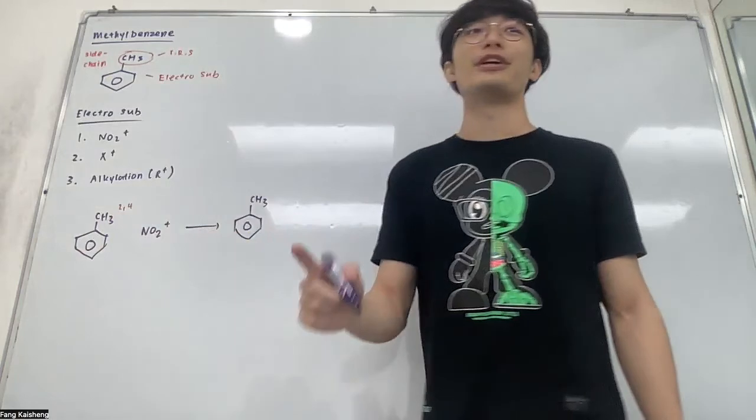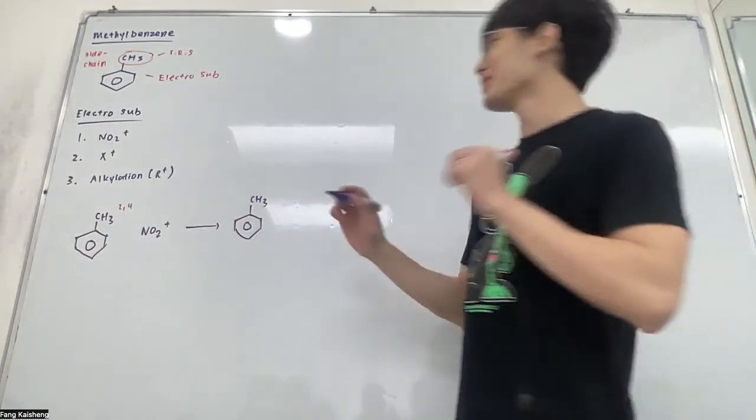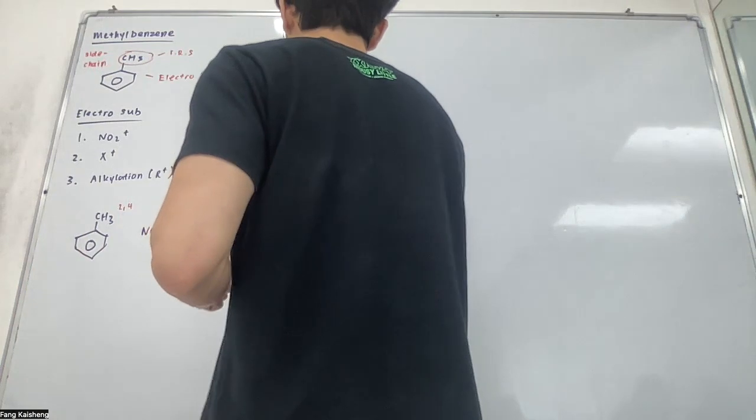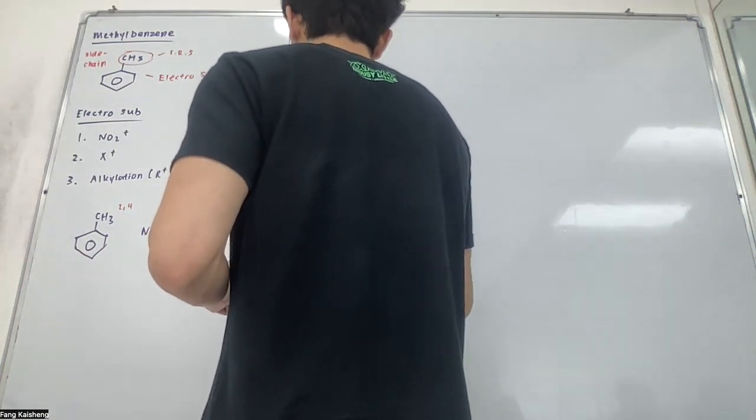Okay, because CH3 is 2,4 directing. Just check it out. Alkyl. So we have substituted over here, or we can substitute down here also. So we have accounted for the directing effect.